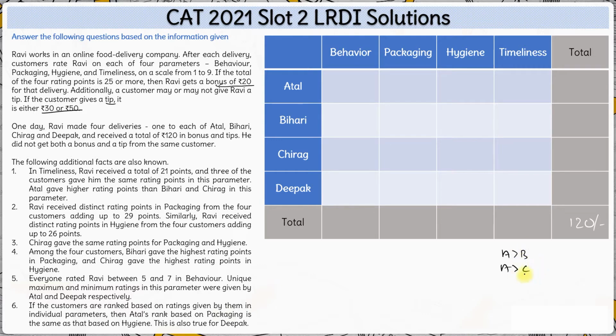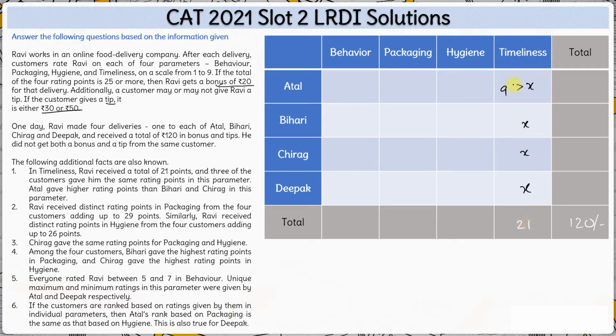3 people have to have the same rating, right? So these 2 people can have the same rating. Atal will have a different rating. So the third person also to have the same rating will be Deepak. So Bihari, Chirag and Deepak will give the same ratings in timeliness and Atal will give a higher rating in timeliness such that the sum of all the ratings should be 21. Now how is this sum 21 possible? Let us check. So can Atal give a rating of 9 in timeliness?